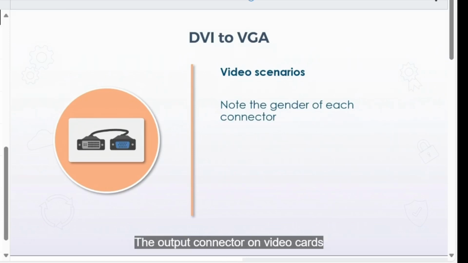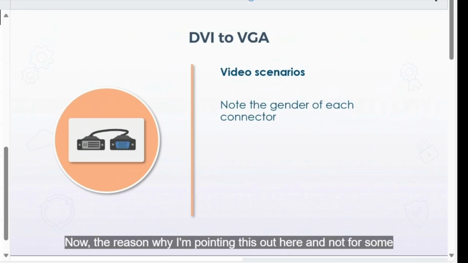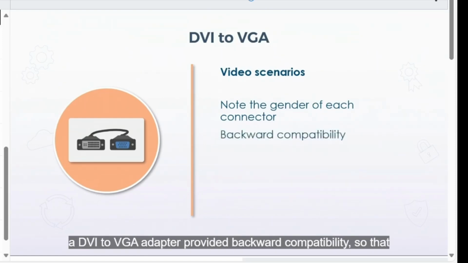The output connector on video cards and or laptops were usually female, and the input connector on the display device, such as a monitor, was usually female. Now, the reason why I'm pointing this out here and not for some of the other adapter types is because newer cables such as HDMI are the same on both ends, so gender isn't a concern. But both DVI and VGA cables had different genders on each end. That said, regardless of the direction of adaptation, a DVI to VGA adapter provided backward compatibility so that you could upgrade just one component as opposed to both.